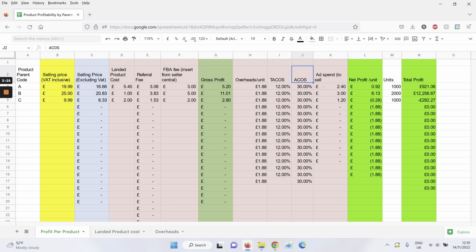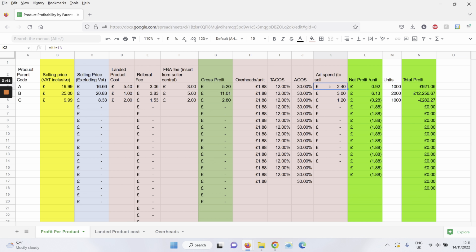Okay, so that's these two figures. You will get it from your Seller Central. What's your ACOS, and then you can calculate, considering your overall sales, your TACOS. Okay, and then based on that, you can actually see how much it's costing you to sell each unit.